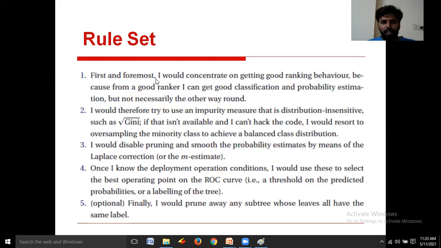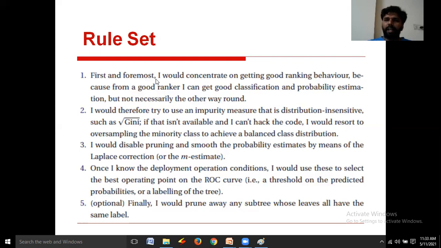And the best operating condition, or operating point on the ROC curve, will give a better classifier, right? And the last point is prune away any subtree whose leaves all have the same label, right? These are the 5 important rules you need to follow to construct a decision tree.